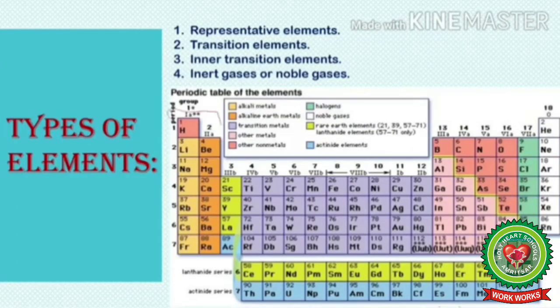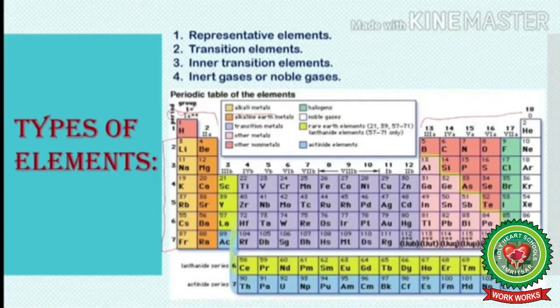The s and p block elements are called representative elements. Their outermost orbit is incomplete. The representative elements include group 1, that is alkali metals. Why are they called alkali metals? Because they are strong alkalis except hydrogen. Group 2 is called alkaline earth metals, which are weak alkalis.